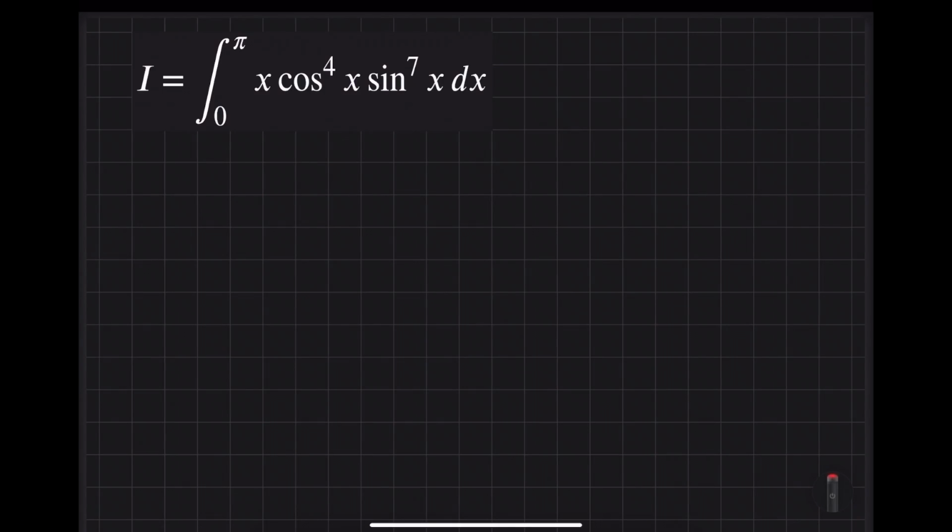So we got this situation to handle. We have to find out the value of I, if it is the definite integration from 0 to pi of x cos to the power 4x sine to the power 7x dx. Now look at this, how will I handle this situation?